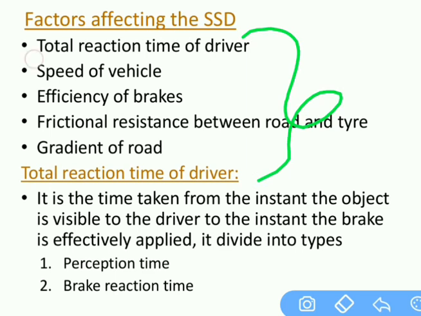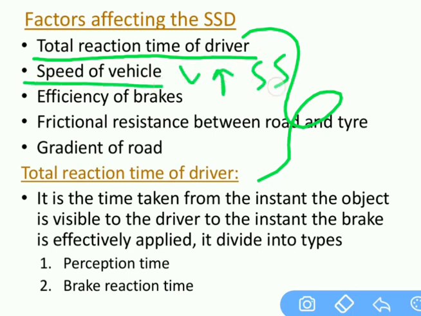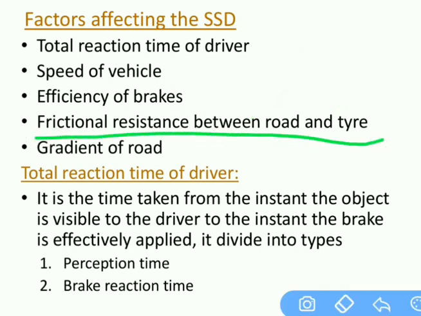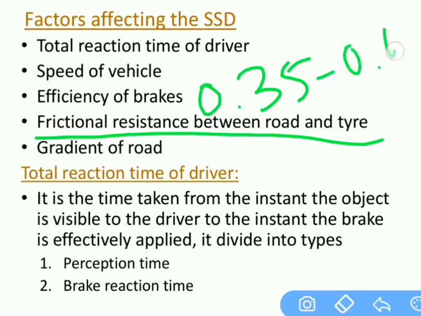So what is the first point? Total reaction time of the driver, right? That factor affects the SSD. Next, speed of the vehicle. If the speed of the vehicle is more, definitely the SSD value is also more. Next, efficiency of the brake. If we have good efficiency of the brakes, then my SSD value must be less, right? Next, frictional resistance between the road and tire. Definitely, see here, the longitudinal friction value is 0.35 to 0.40.